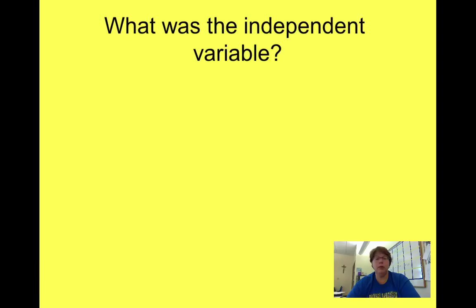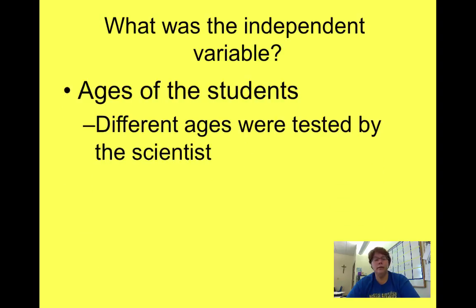The independent variable is what they were testing. What were they testing? They were testing the different ages of the students. They were not testing different kinds of puzzles. They were testing students of different ages. So that is the independent variable.